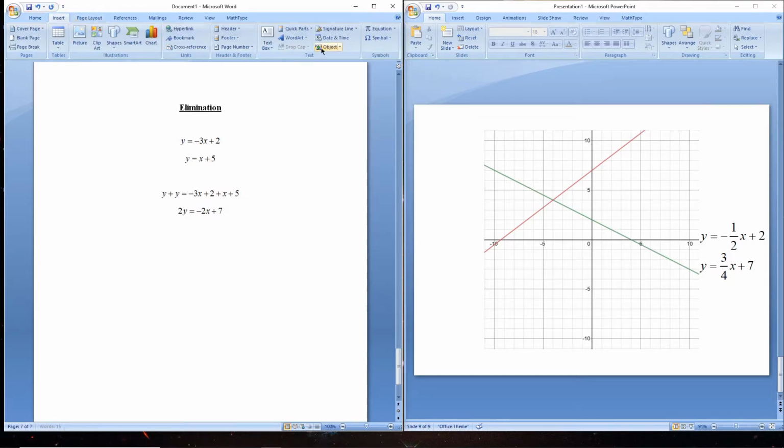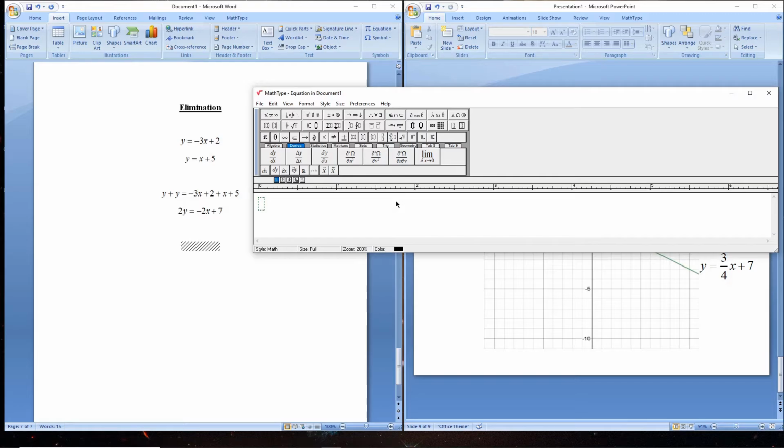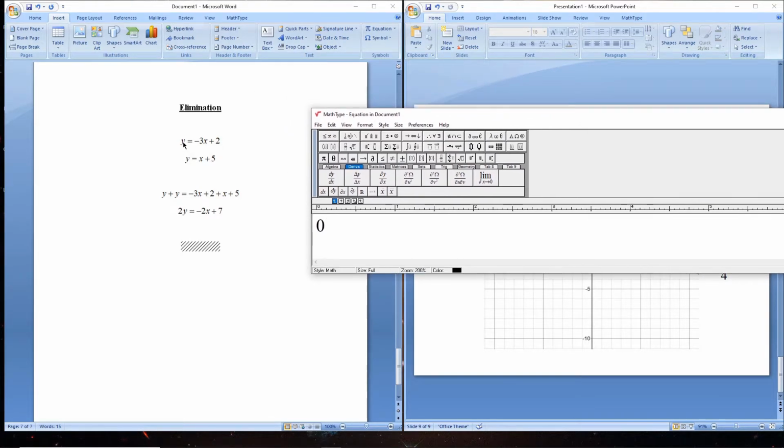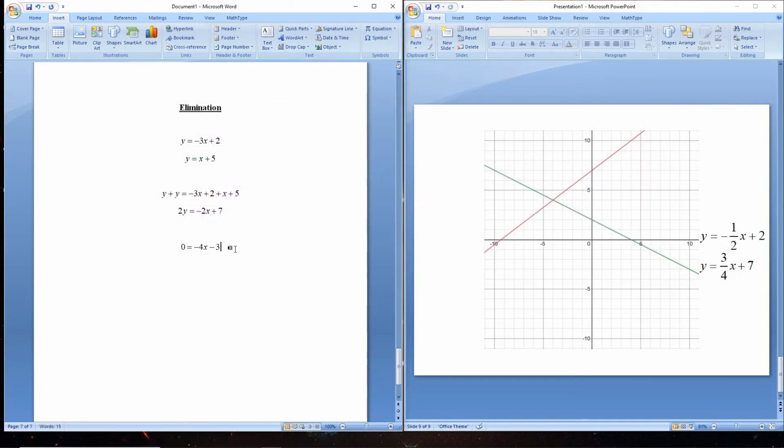Let me quickly insert that. So if we added these two equations together, subtract, y minus y is 0. Then we have our equal sign. And now we're subtracting. So we have minus 3x minus x, which would be minus 4x. And then we have 2 minus 5 to get us a minus 3. And so here's another equation that we can get.